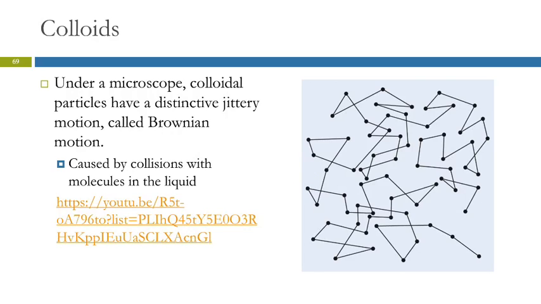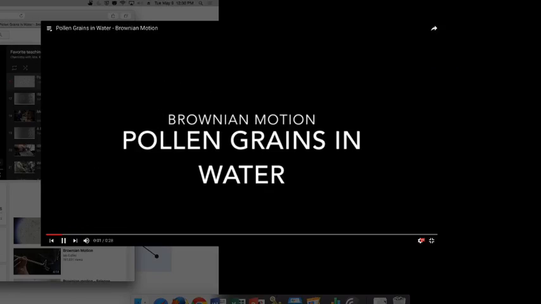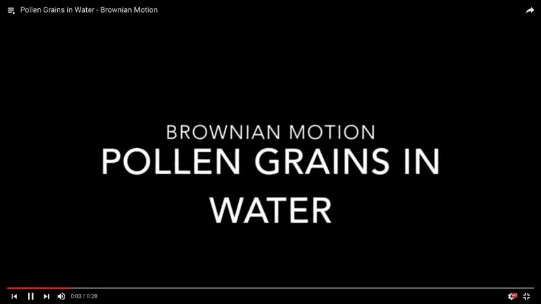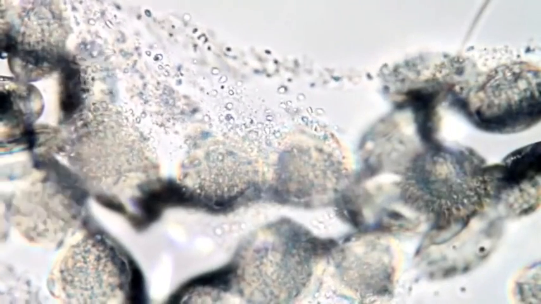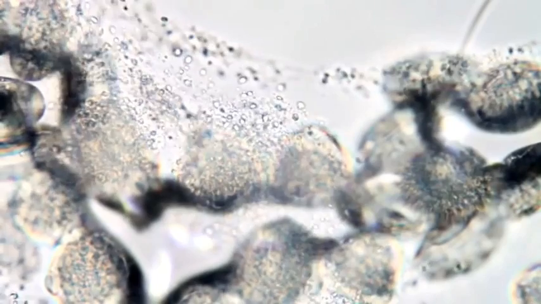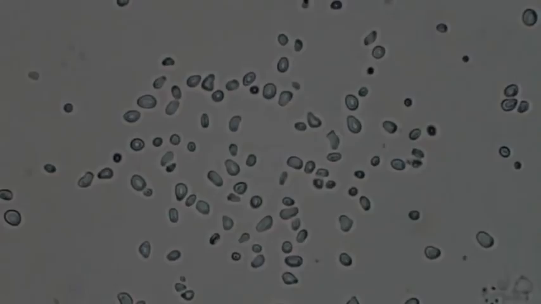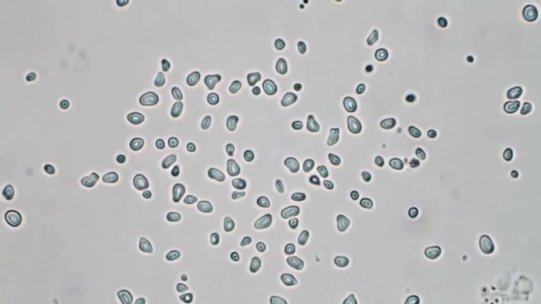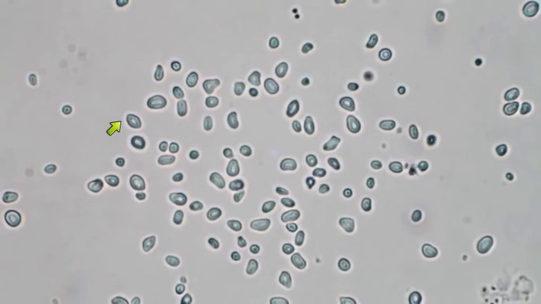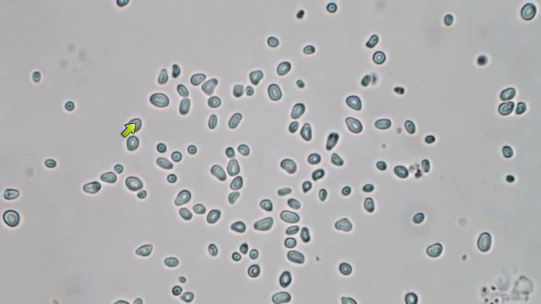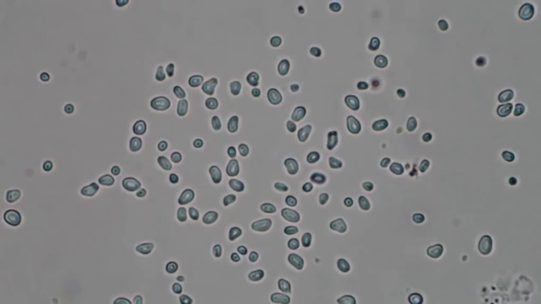Here's a very brief YouTube video. I think we saw it earlier in the semester, but we'll just watch it again. Pollen grains. So this jittery motion, those are not alive, but they're bumping into water molecules, and that's causing them to jitter like that. It's called Brownian motion.